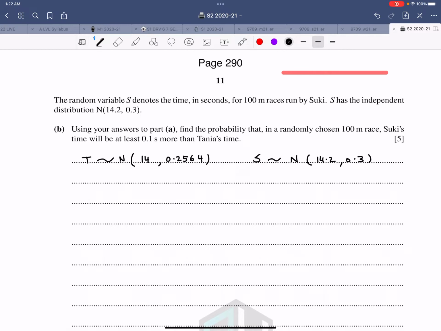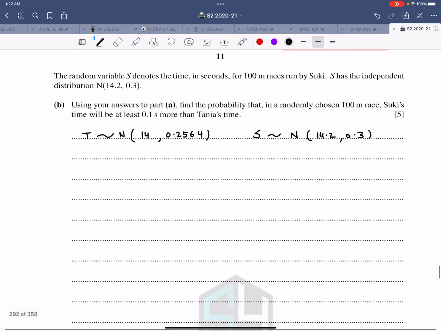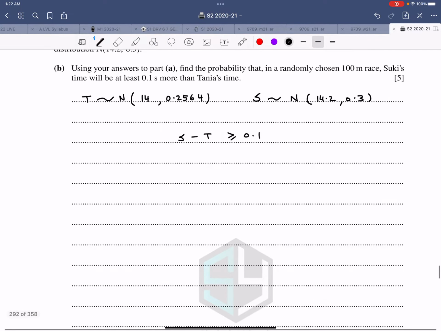Now this is a question about linear combination. Use your answer to part 2. Find the probability in a randomly chosen 100-meter race. So I mean it's still for a 100-meter race, that's constant. Suki's time will be at least 0.1 seconds more than Tanya's time. So first of all, Suki's time minus Tanya's time would be greater than or equal to 0.1. So that is the working that we'll do.